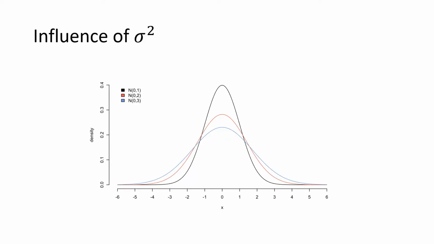If the variance is small, most of the data are close to the mean, and values that are far away from the mean are unlikely. With bigger variance, the distribution becomes wider, such that large deviations from the mean are more likely.